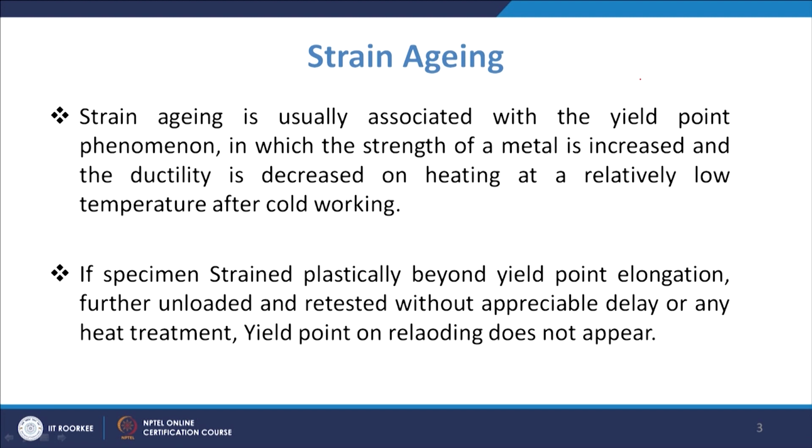So, if you try to see the flow curve of a low carbon steel, what happens is that initially it will go to the elastic zone, and then after that it will go into the plastic zone. You will have a yield point observation, there will be a yield drop, and then the material will go into the plastic deformation zone.